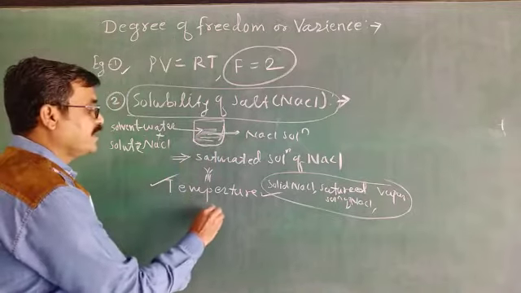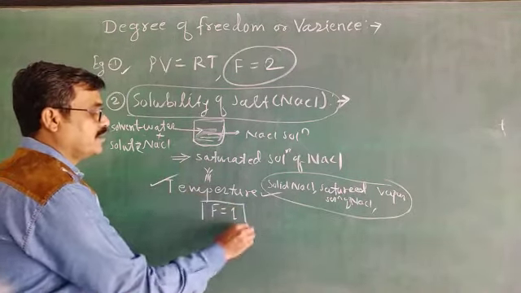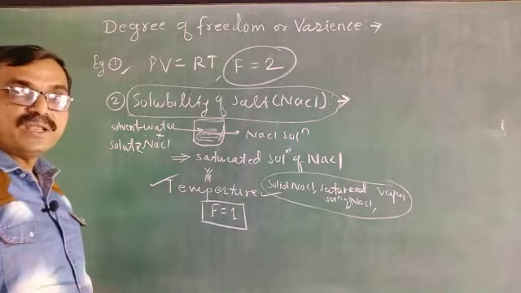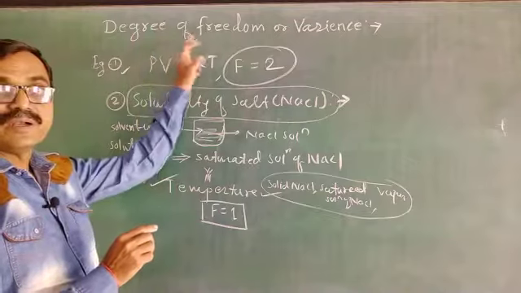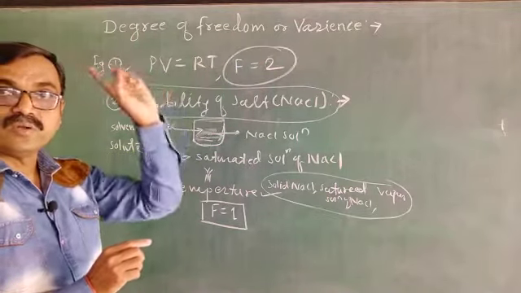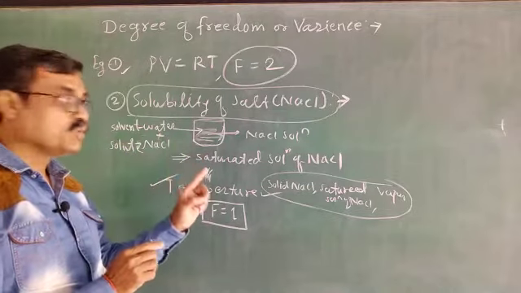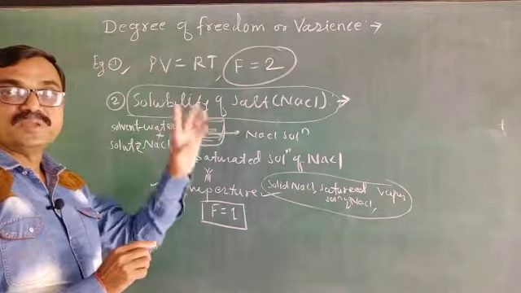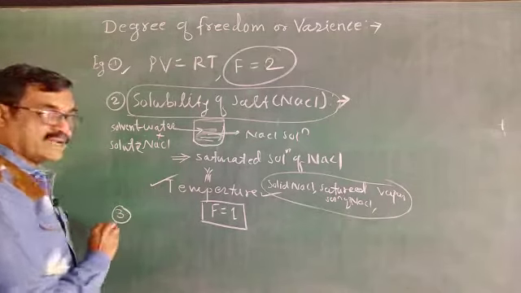That's why the degree of freedom for this system is 1, because among pressure, temperature and composition, only temperature is required. One variable is known to you to study the solubility of salt. Okay, now we may take a second example.